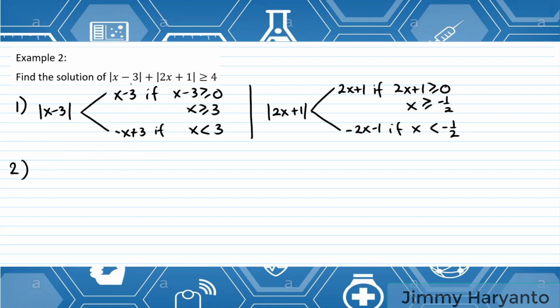The second step, we will have to create the room. Sorry, so this is the room, the number line. We have two numbers right here, negative half and 3. So negative half is at the left side and 3 is at the right side. Be careful, since we have absolute inequalities, we will draw two dots.